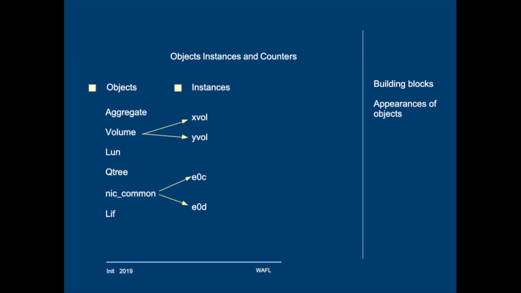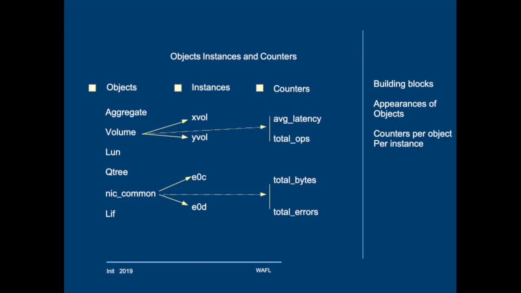And every different object has its own relevant counters that will store information about performance and capacity of that particular object. But because you can have multiple instances of one object, these counters are kept per instance. So for example, the average writes for the object volume may differ between the xvol and the yvol instances.